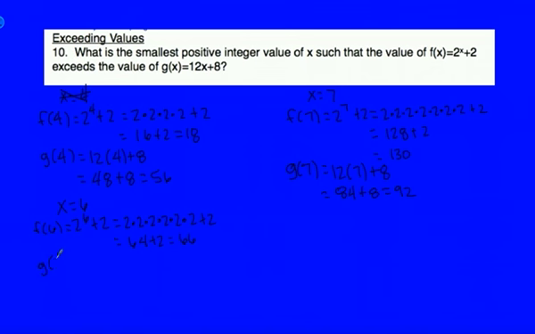So let's try g of 6 and see if it's bigger or smaller than 66. So 12 times 6 plus 8. 12 times 6 is 72, and 72 plus 8 is 80. So f of 6 is not bigger than g of 6. So that means x has to be equal to 7.